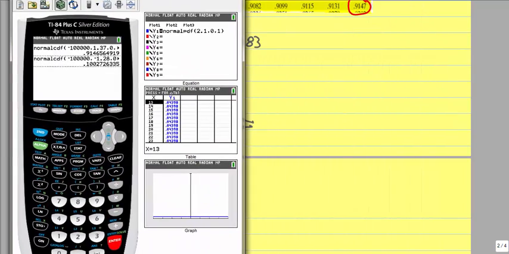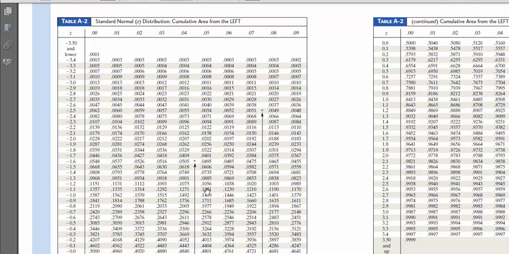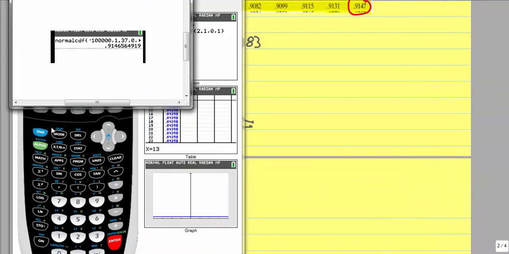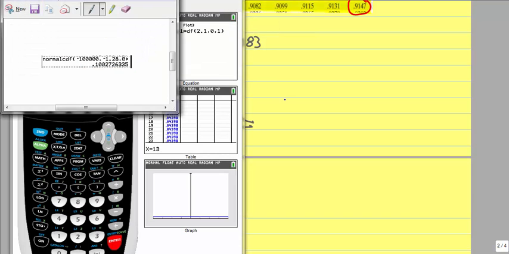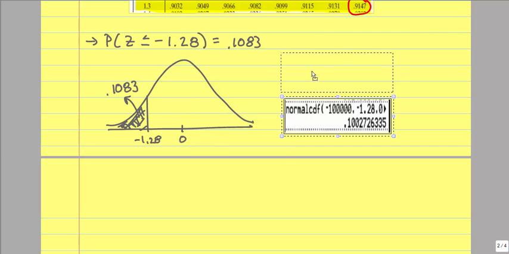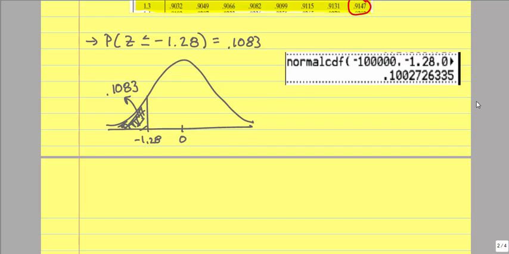That's different. Let me look at my normal tables. Negative 1.28. Oh, it is 0.1003. I just copied it down wrong. Okay, and then let's go ahead and take this screenshot as well. So 0.1003 is my solution. And again, you have to be careful about how you round these. So I need to update this because I copied down the value wrong from the table. 0.1003. Now this would of course round to 0.1003 as well, as long as I took it to 4 decimal places. Okay, let's go ahead and look at another example.